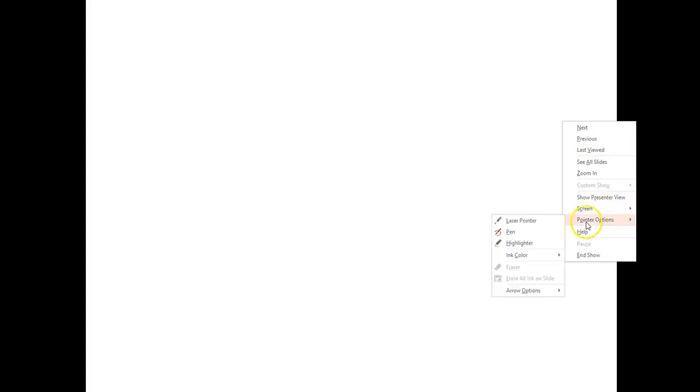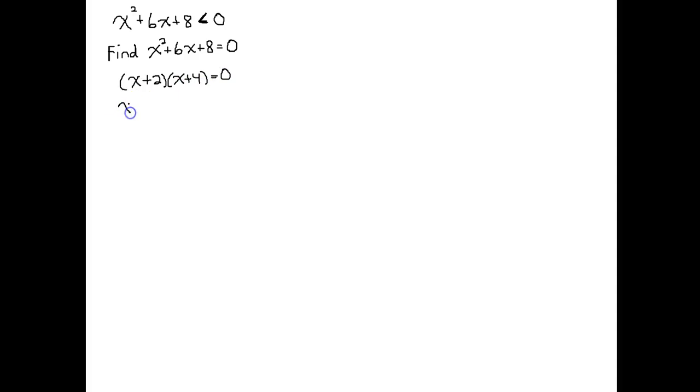Okay, for example, let's say you have a question like x squared plus 6x plus 8 is less than 0. Okay, so this looks a lot like the quadratic equations you've been solving, except for this less than sign. So first you're going to find where x squared plus 6x plus 8 equals 0. This one's factorable. So I can say, well, x plus 2 times x plus 4 equals 0. X plus 2 equals 0, so x equals -2, or x plus 4 is 0, so x equals -4.